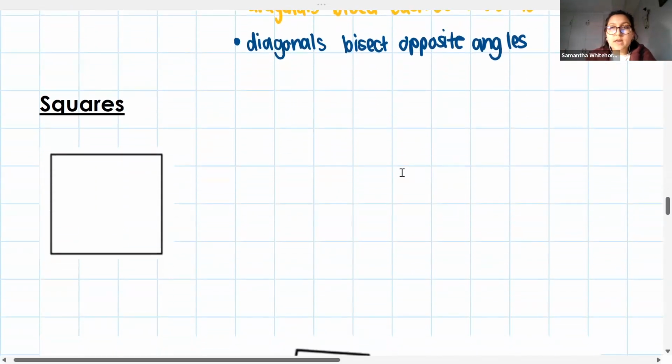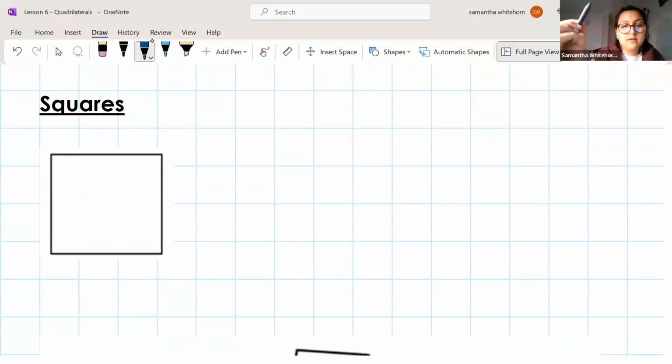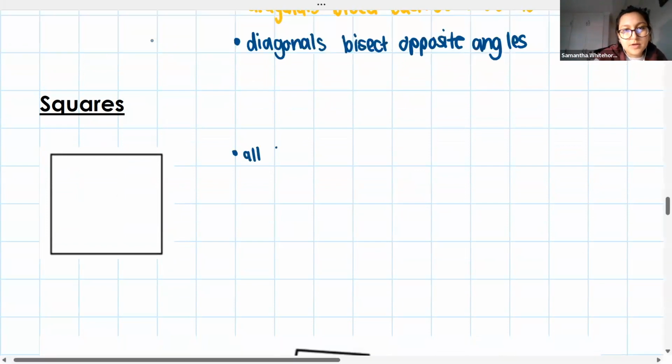Okay, so guys, square characteristics. Hands up. Let's hear. I see some people already putting in the chat. Okay, Chantal. Ma'am, all 4 sides are equal. Good. All 4 sides are equal. So that's pulling from the rhombus, because we've just done the rhombus and we know all 4 sides in a rhombus are equal. So that's taking a characteristic from the rhombus.